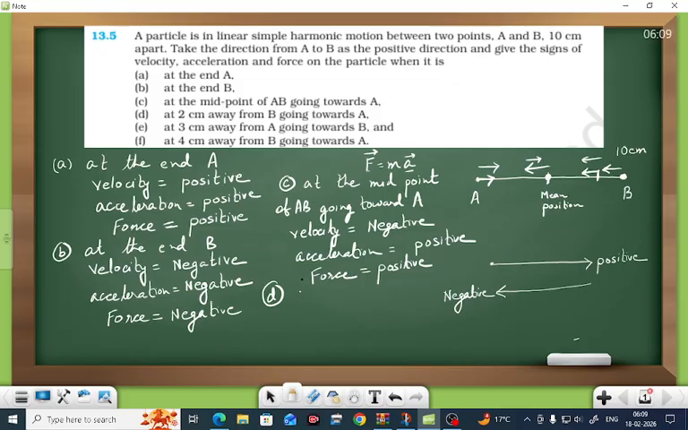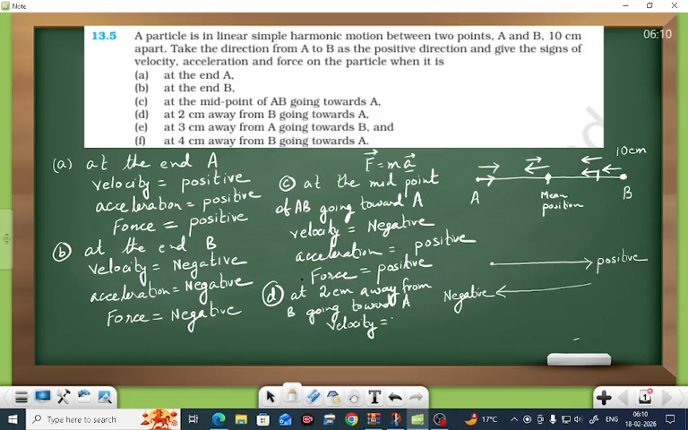So what we are getting at 2 cm away from B going towards A. So the body is going in this direction, right? So the velocity you can see here is negative. So the velocity you are getting here, velocity is equal to negative. Velocity is negative.